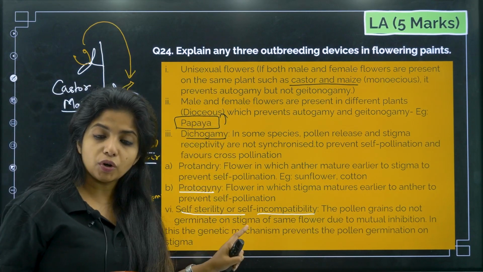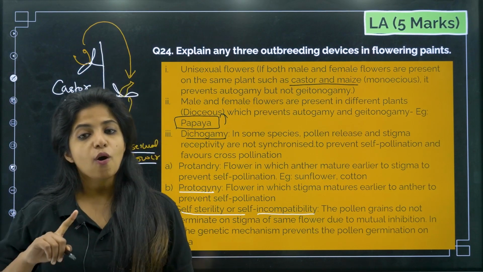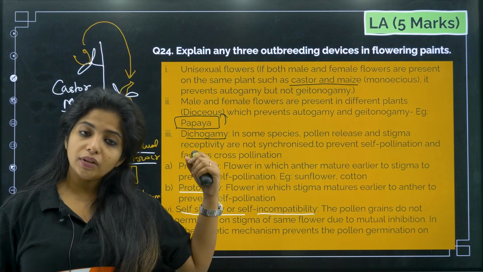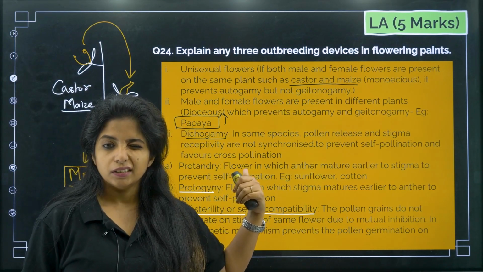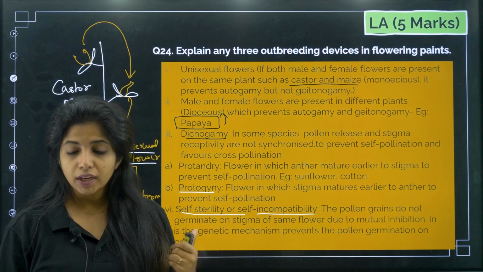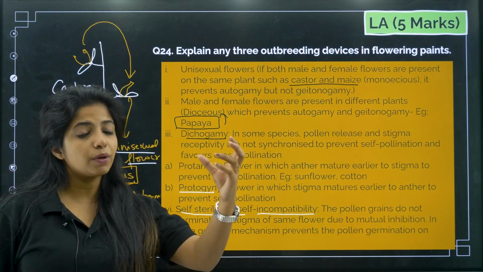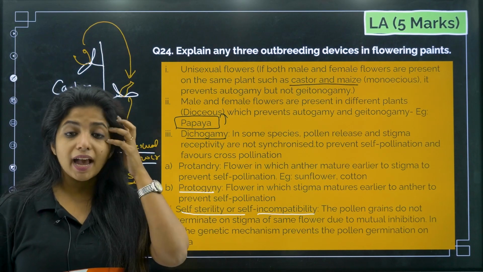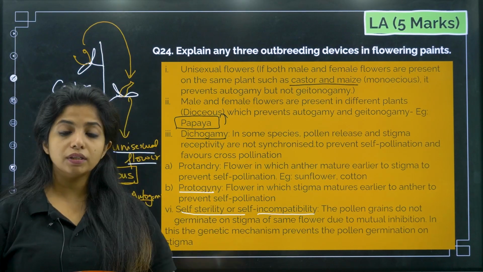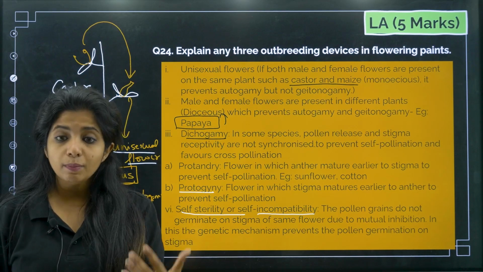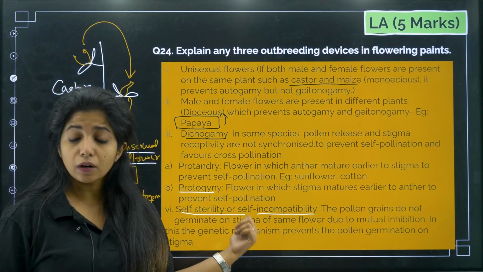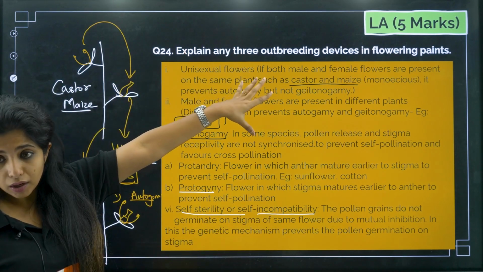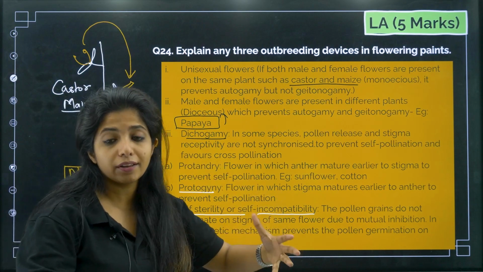Okay, so what all do you have? You can either make unisexual flowers, or probably you can have both the sexes in different plants. For example, the dioecious condition. Over there you can prevent autogamy and geitonogamy. Okay, and then dicogamy is there, where stigma receptivity and pollen release are not synchronized. Protoandry is there, where the anther matures first. Protogyny is there, where the pistil matures first. Then there is self-sterility or self-incompatibility, which is a genetic mechanism. Okay, so these are the ways things work, so that the plant supports outbreeding rather than inbreeding.